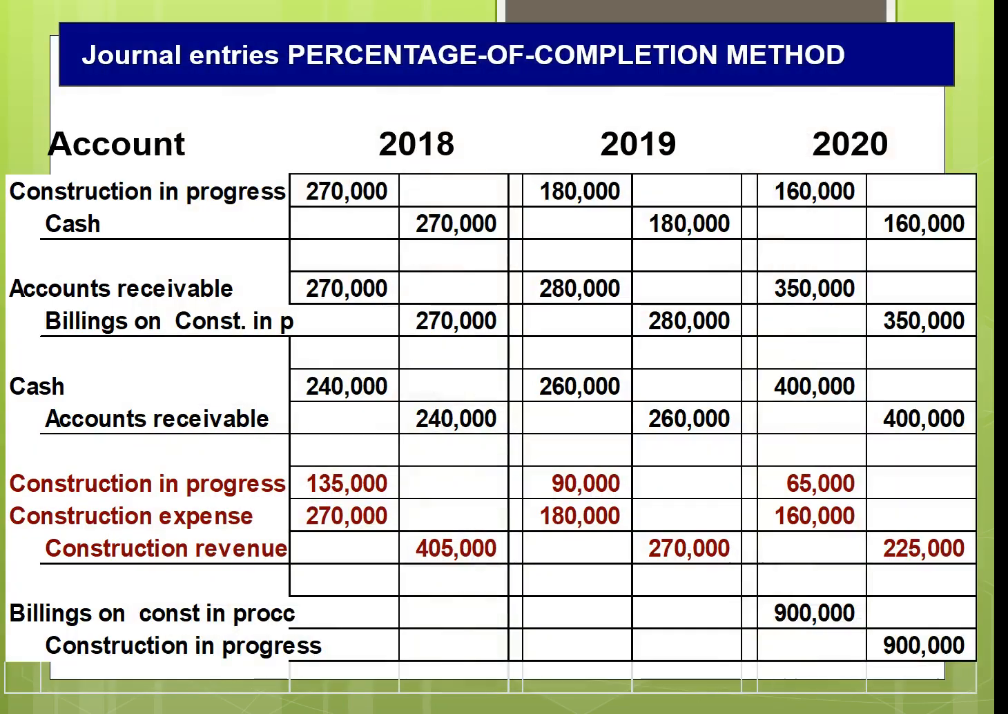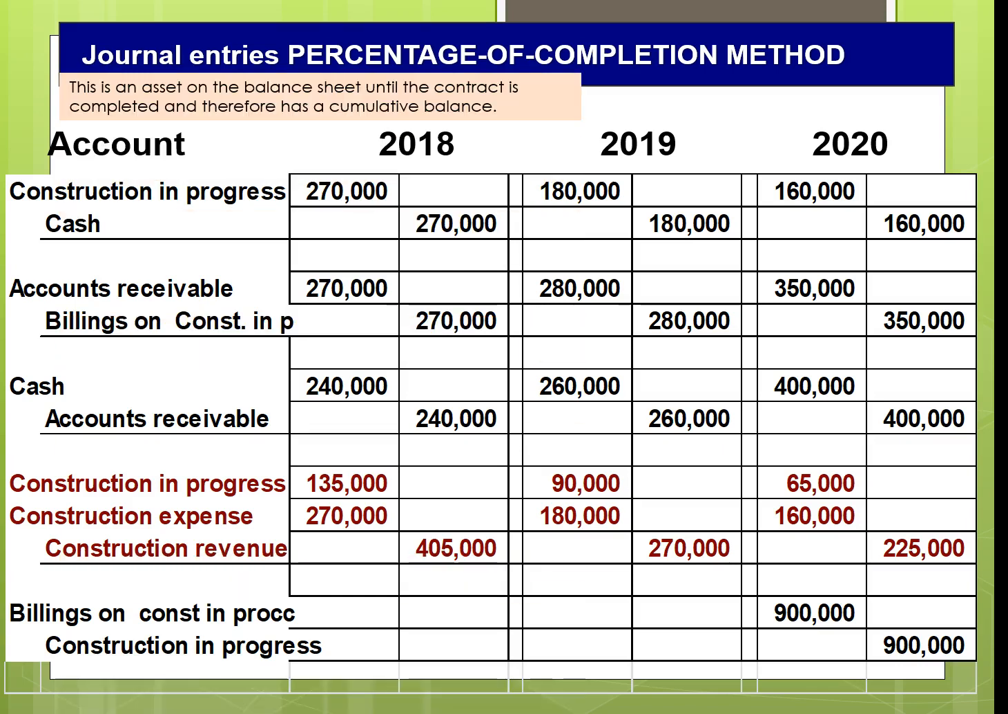So for 2018, we're going to book our costs of 270,000 against cash, but it would probably be various accounts, but we use cash in this example. For a homework, it would probably be multiple accounts, and that would be the description, multiple accounts. So that is, in essence, it's an asset on the balance sheet.